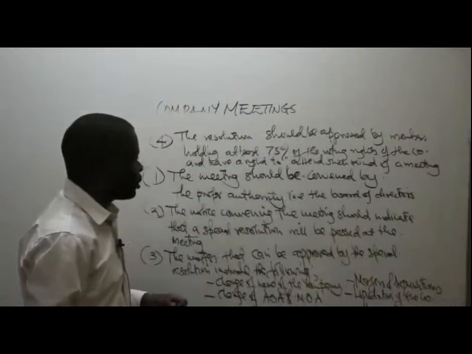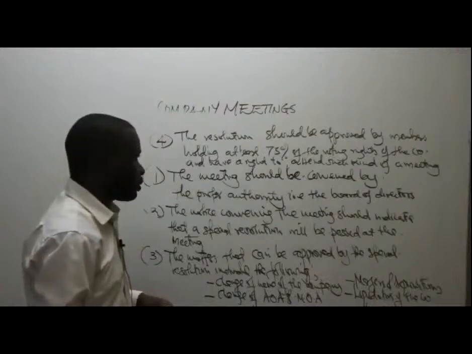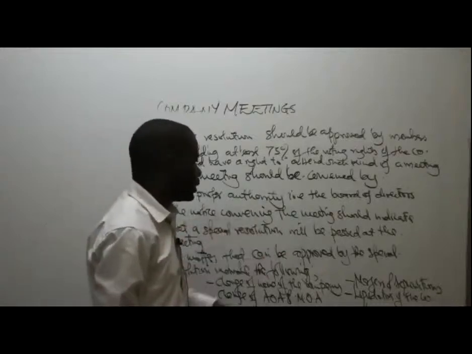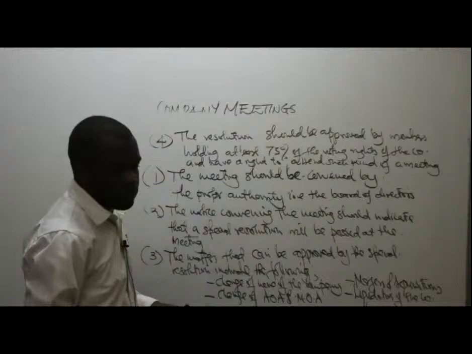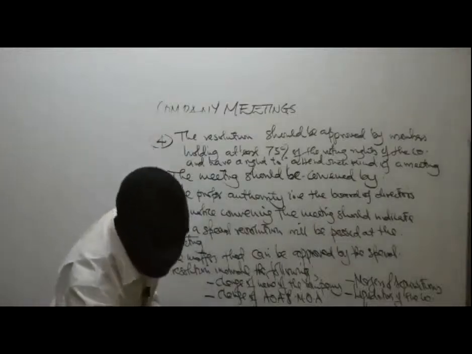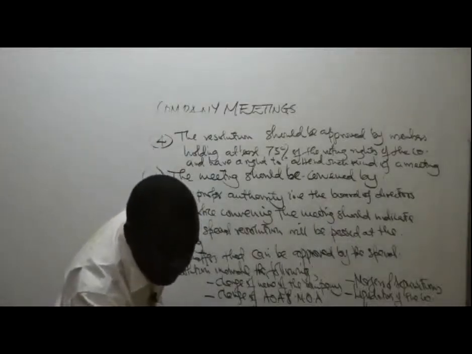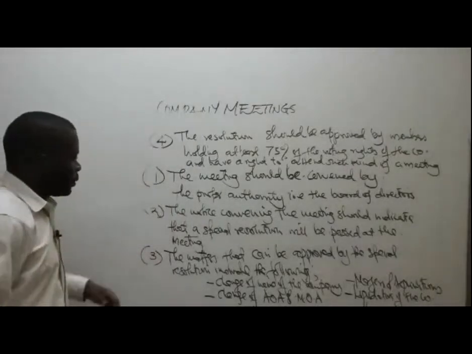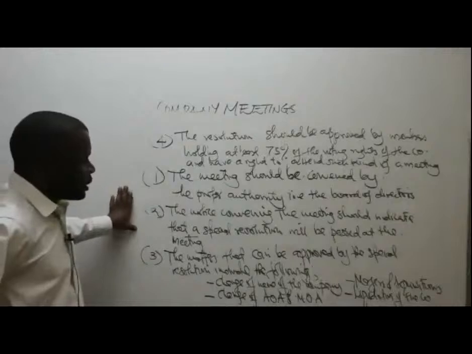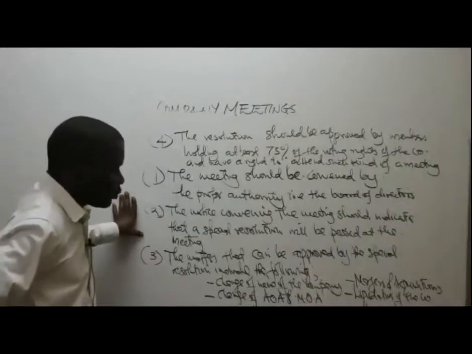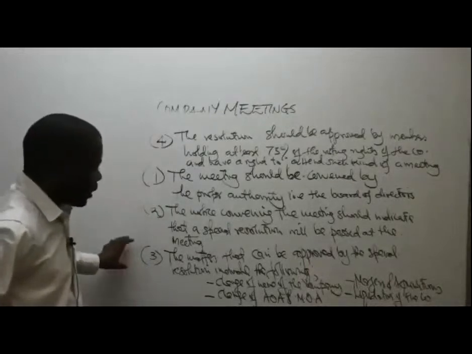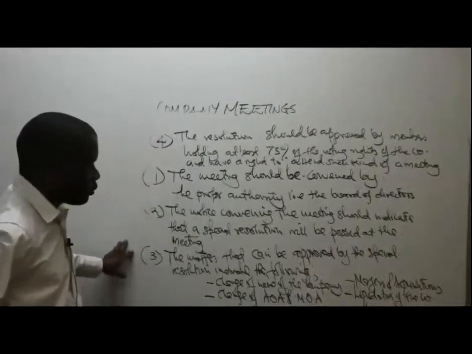So you've said the meeting should be convened by the proper authority to pass the special resolution. So the meeting that is passing that particular special resolution should actually be convened by the proper authority. Then the notice convening the meeting should indicate that a special resolution will be passed or basically approved at the meeting. Then the matters to be approved.